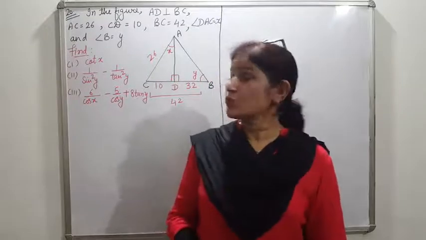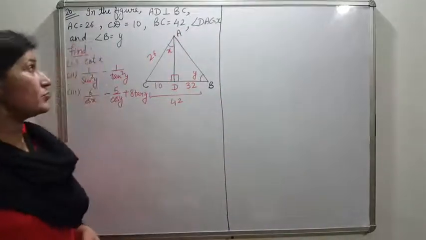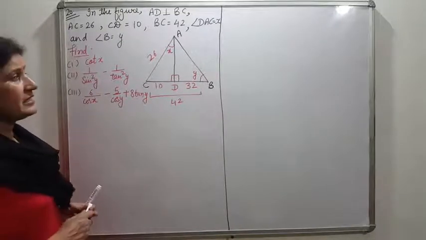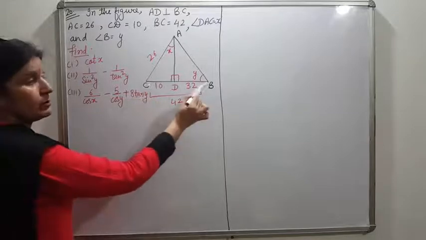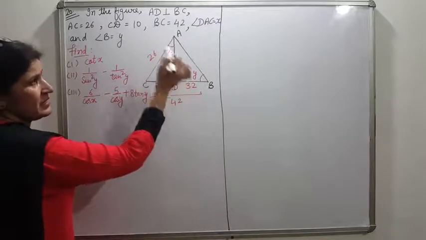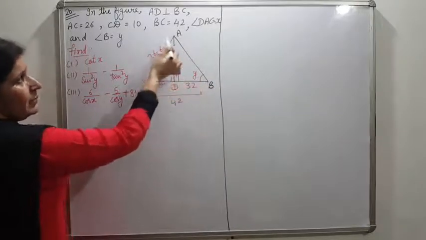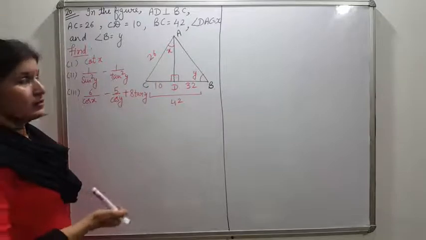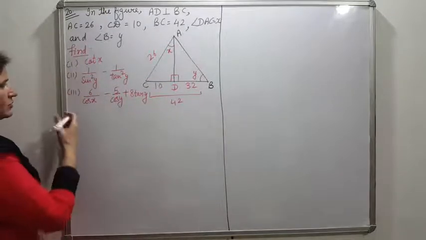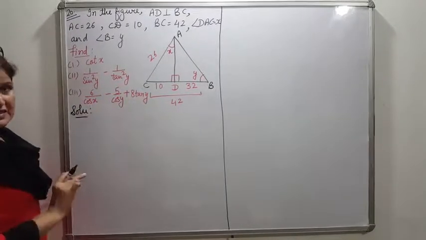Now the last question of this exercise, question number 20. What is given in this question? A triangle ABC is given in which AD is perpendicular to BC, and angle CAD is given as X, whereas angle ABC is given as Y. Measurements of some sides are given, so we have to calculate these 3 parts. So first of all, we will calculate the missing sides.